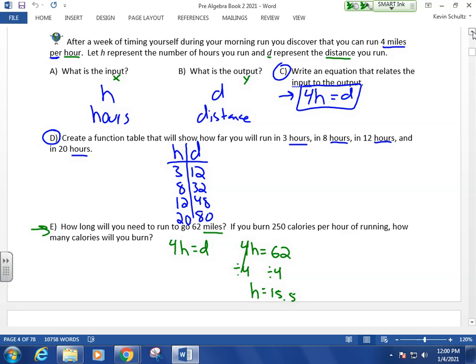which makes some sense here, right? If we go back to our function table in letter D, where we tested 3 hours, 8 hours, 12 hours, and 20 hours, 15.5 is going to be somewhere between 12 and 20, and we know that in 15.5 hours, we can run 62 miles. Well, 62 is going to be somewhere between 48 and 80.